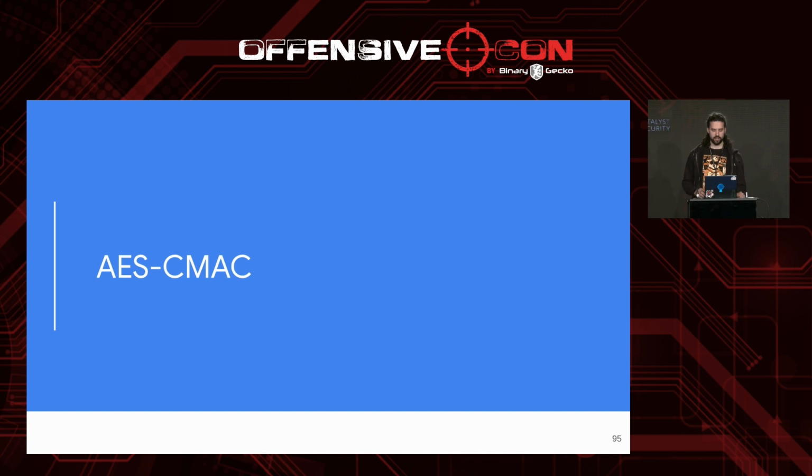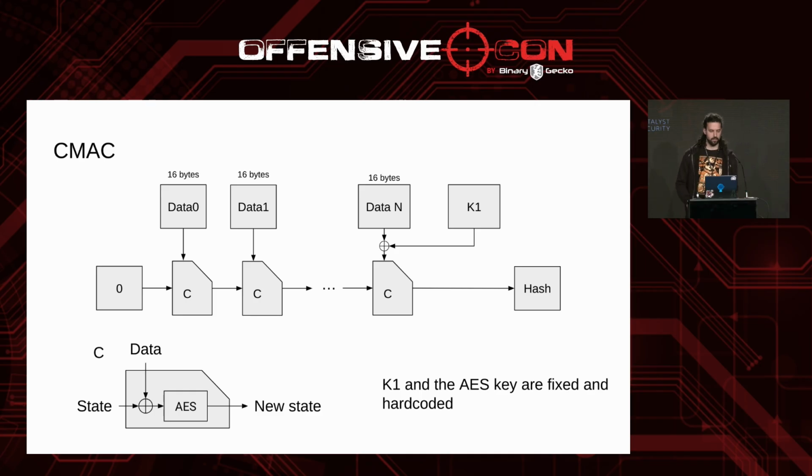Great. So now we think we have identified the mystery hash function. Let's take a look a bit more closely. If you sketch out the data flow of CMAC, it will look something like this. You first split your data into 16-byte blocks, and then you run each of the blocks through a function called C, the compression function, starting with the IV of 0, and the output of the compression function is fed into the input for the next round. The hash is simply the output of the last compression function. In this case, K1 as well as the AES key that is used inside the compression function, as you see on the bottom left, are hard-coded and fixed. So it's all the same in every CPU.